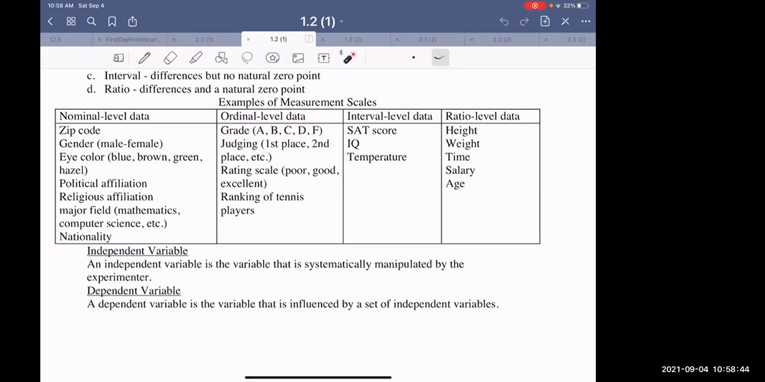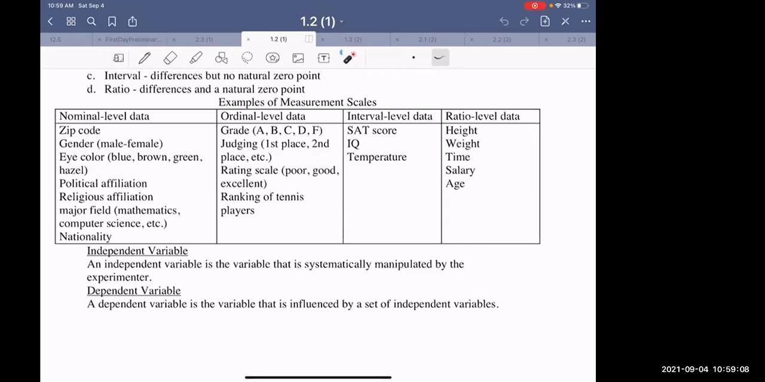Ordinal level data examples: grades, A, B, C. Maybe you're judging and you've gotten first place, second place, etc. Rankings, like poor, good, excellent. Ranking of tennis players: the best tennis player, second best, etc.